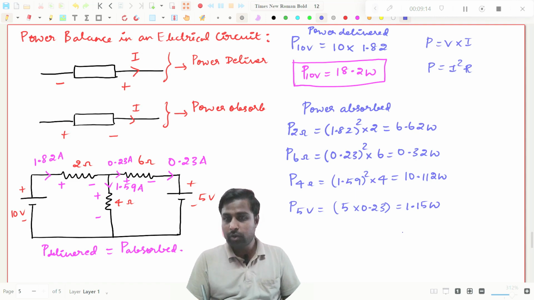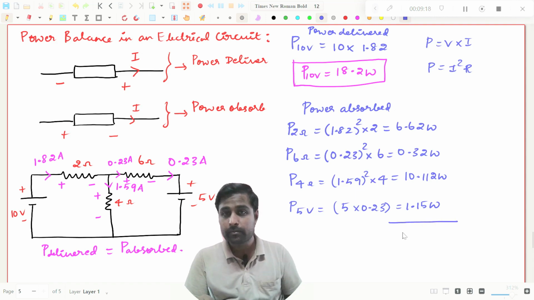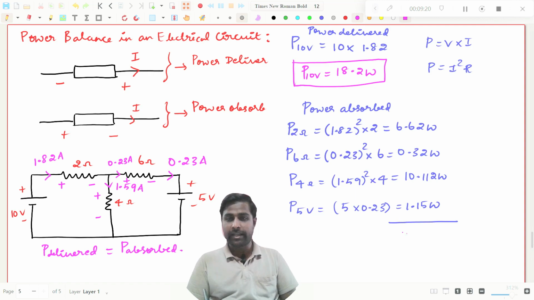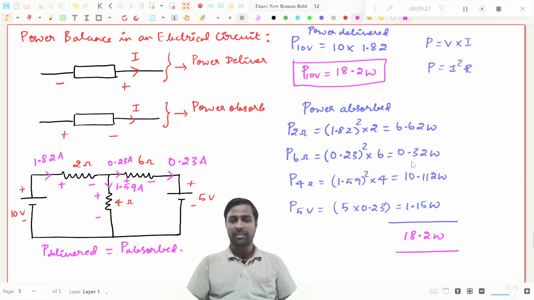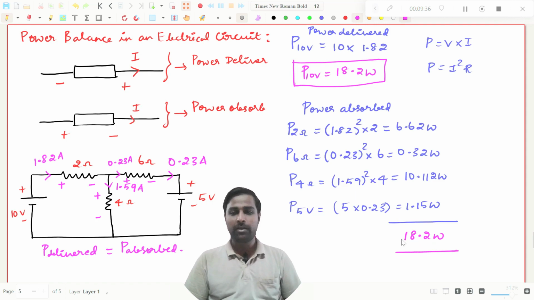So if you total this value, if you add all these values, then you will get 18.2 watts. That's all, right? You add this, obviously you will get, so 6 plus 10, you will get 17 here. Then if you add these two, it will be 18.2. So 18.2 watts.